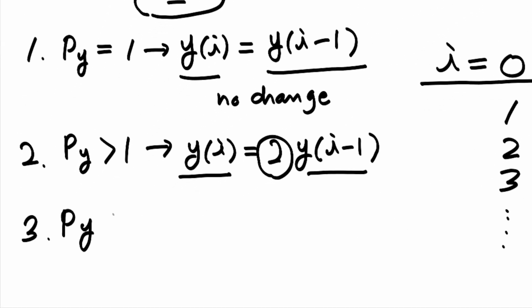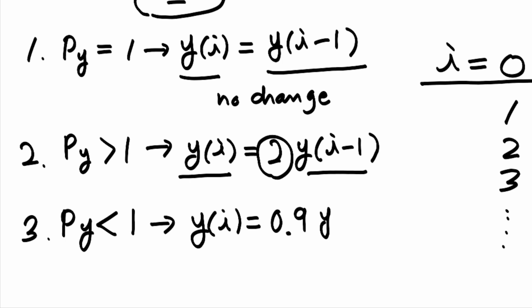Now, what if p sub y is less than 1? Let's say we have y of i is equal to 0.9 y of i minus 1. This equation tells us that the current protein concentration is the previous protein concentration multiplied by 0.9. So Y protein concentration is decreasing. y of i is equal to 0.9 times y of i minus 1.